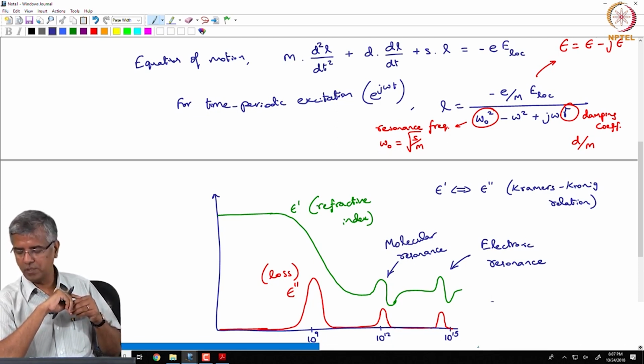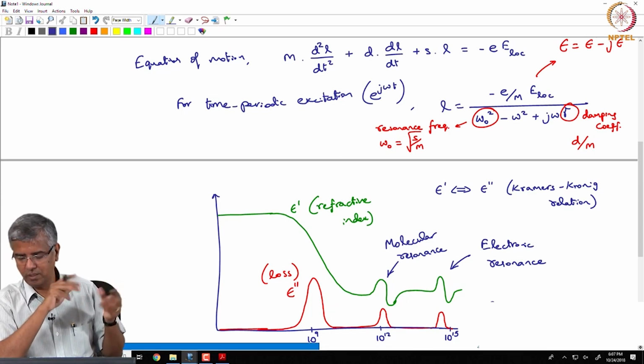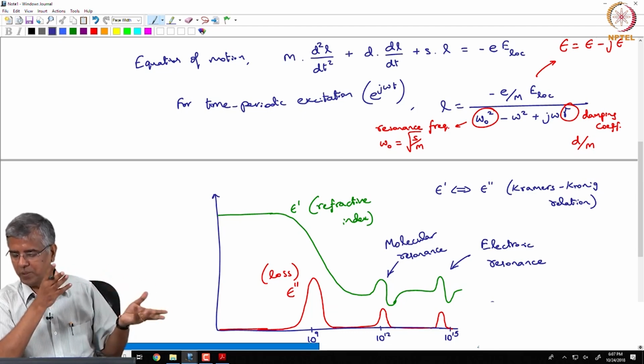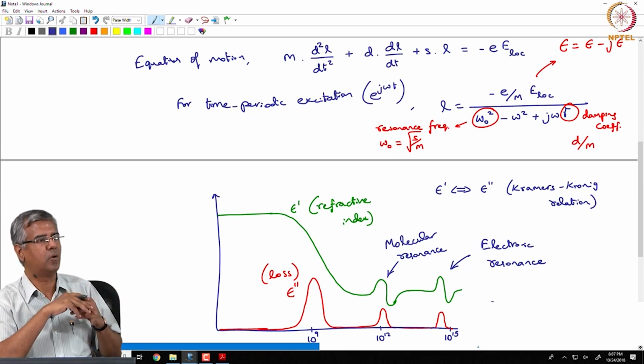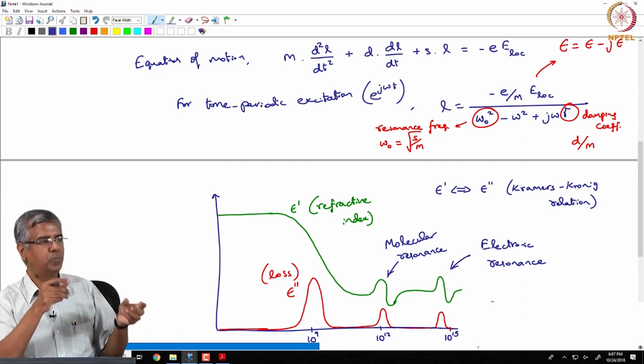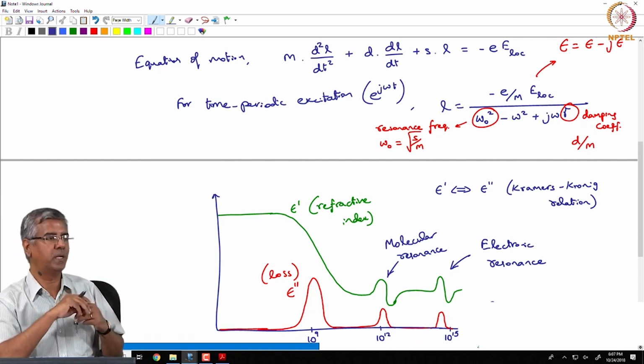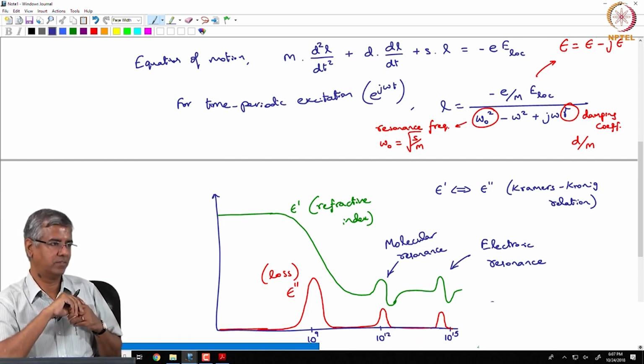So, what is the significance between electronic resonance and molecular resonance? It is basically saying there are two species where this mass spring model is valid. Two species which respond to an applied electric field. Two species which respond to an applied electromagnetic wave.